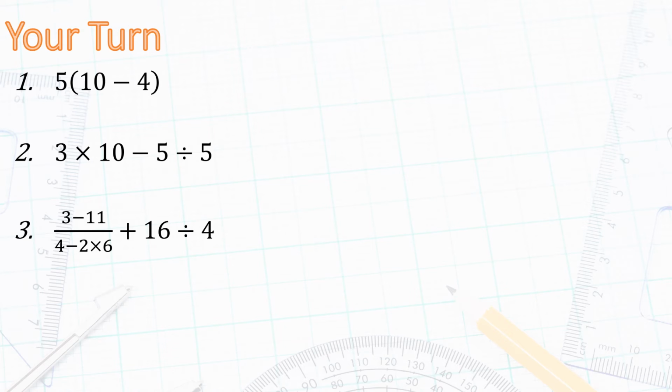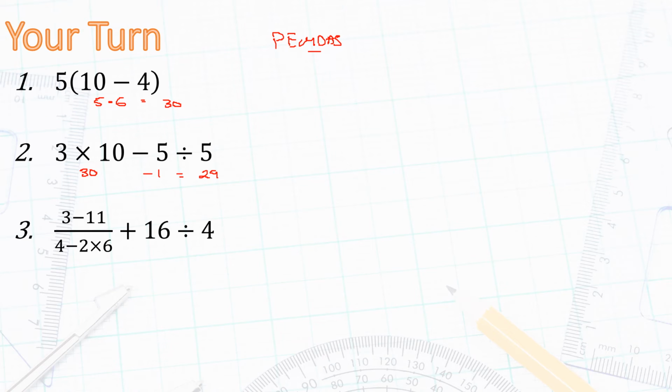All right, welcome back. So 5 times 10 minus 4, thinking about, again, PEMDAS. Parentheses first, 10 minus 4 is 6, so it would be 5 times 6, which is 30. Then we've got 3 times 10 minus 5 divided by 5. PEMDAS, there's no parentheses, there's no exponents, but there is multiplication division. So 3 times 10 is 30. Minus 5 divided by 5 is minus 1. So it would be 30 minus 1 is 29.